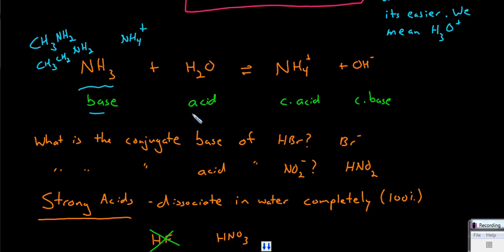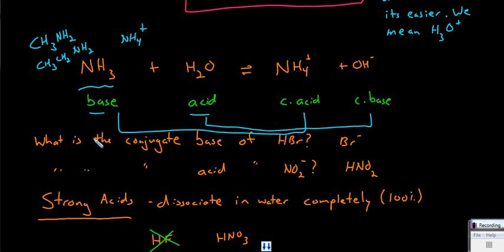Ammonia will act as the base and water will act as the acid. Being a base, ammonia will accept a proton and you'll be left with the conjugate acid, whatever is left over after ammonia acts as a base, and that is ammonium. And then water originally was an acid, and whatever's left over after it acts as an acid is the conjugate base, hydroxide.